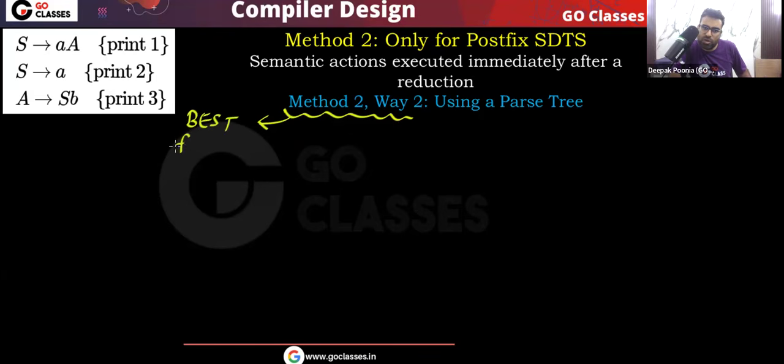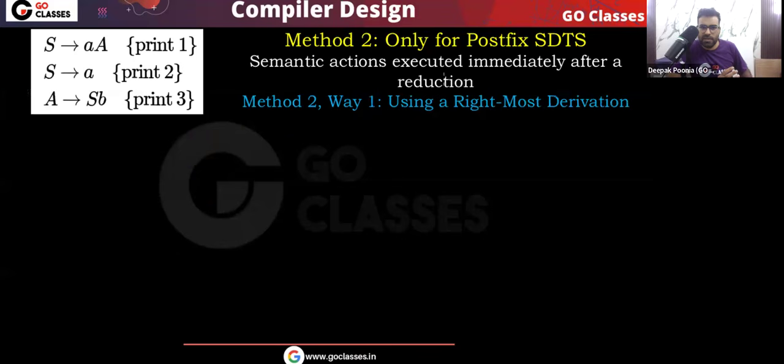So this method two, way 2, is particularly based on postfix SDTs. But still, just for our learning, just for our understanding, let's solve this question using method way 1, that is using rightmost derivation. So first you make the rightmost derivation. The input is double AB.